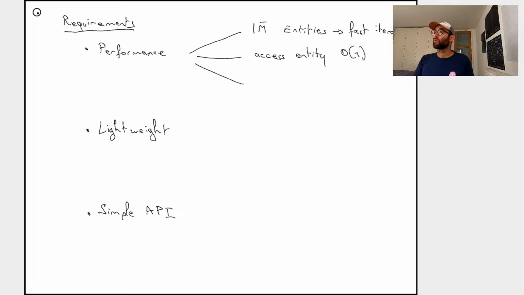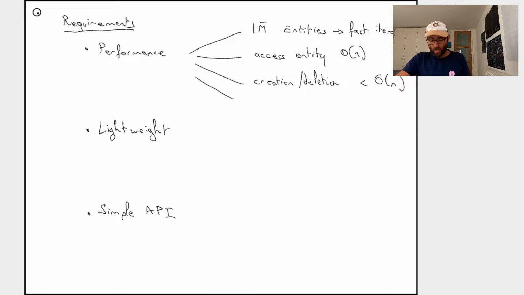And we want the creation and deletion of entities not to be slow, but we don't need it to be in constant time. So I'm going to write something like creation and deletion of entities should be essentially less than linear time, right? It shouldn't be O(n) to create and delete an entity.